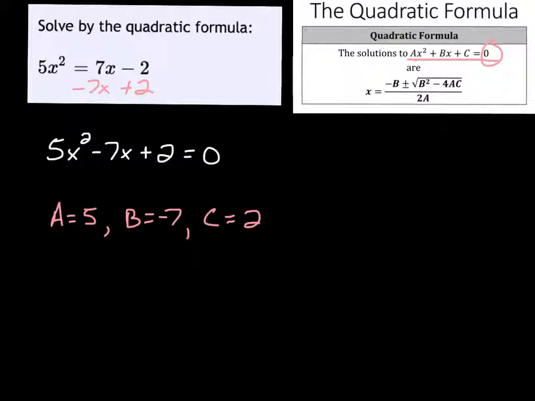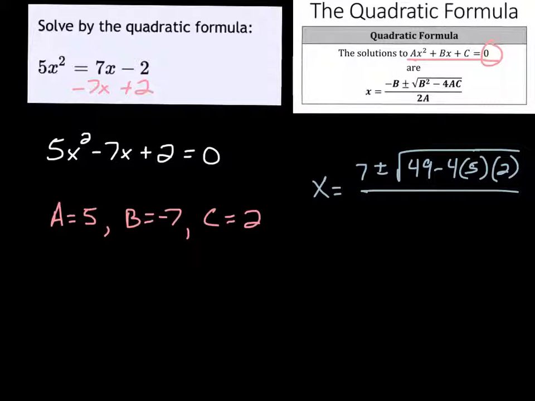And then what we need to do is just plug these values into our quadratic formula. So we have x equals -b. So b is -7, so that would be a +7, plus or minus the square root of b squared, which is 49, minus 4 times a, which is 5, times c, which is 2, all over 2 times our a value, which is 2 times 5.